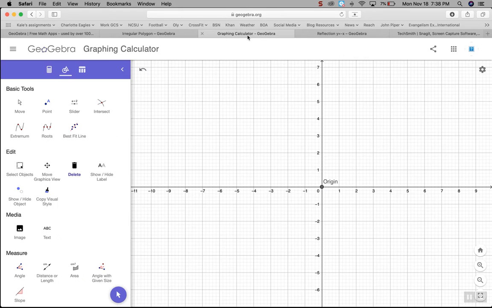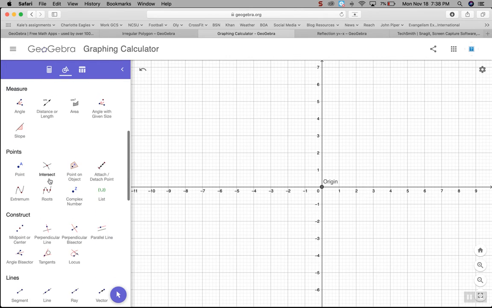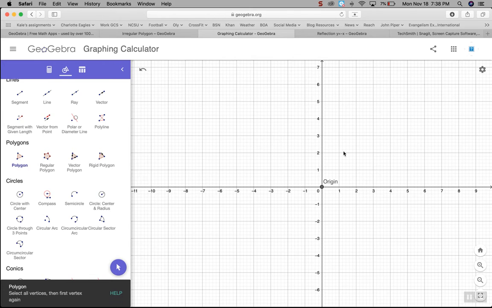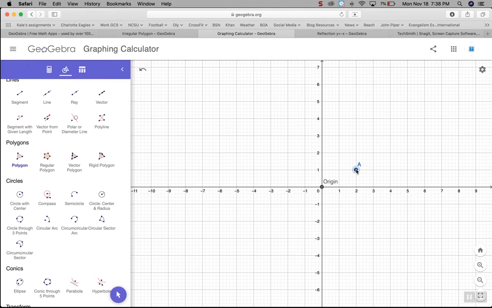So the first thing we're going to do is we're going to use GeoGebra to construct an irregular polygon. And so we're going to come down to the polygons tool here and construct. And you can construct any polygon that has 3, 4, 5, 6 sides, 7 sides if you'd like. But I'm going to construct one that has 5 sides. And we have our labels here, A, B, C, D, and E.